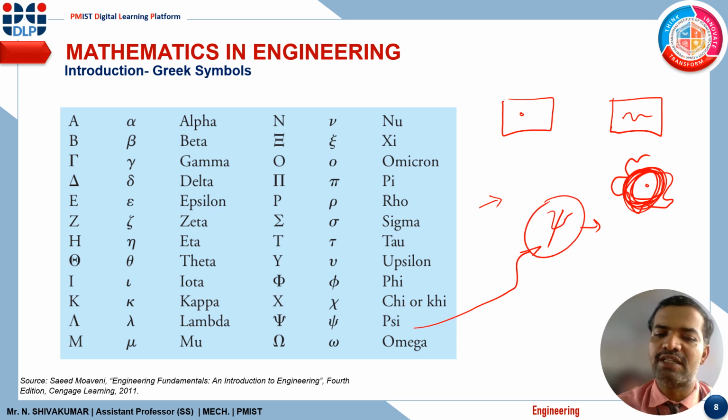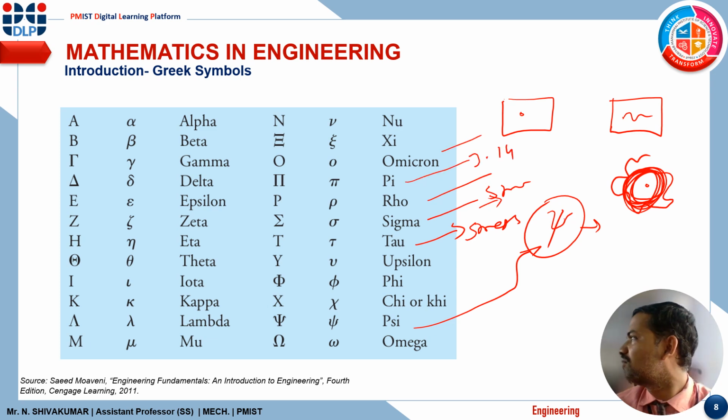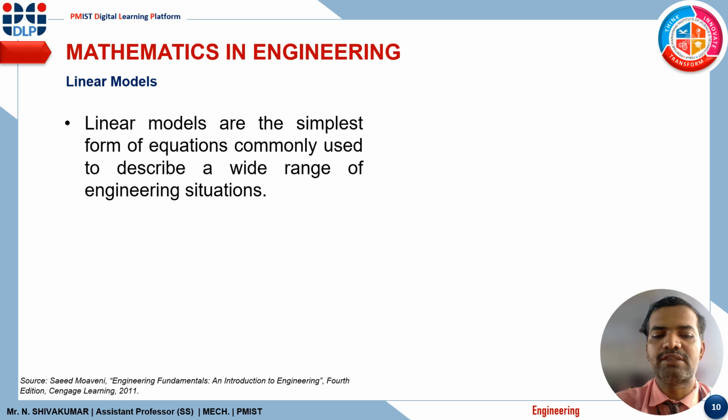Likewise, there are different symbols we use. Okay, tau is used for stress, shear stress especially, sigma for stress, rho for density, and the pi you know already 3.14. So there are a number of symbols. Okay. Next, Roman numerals. You just refer everything. Next, linear models.